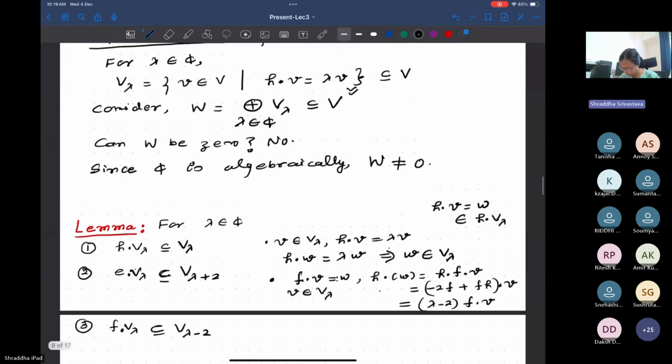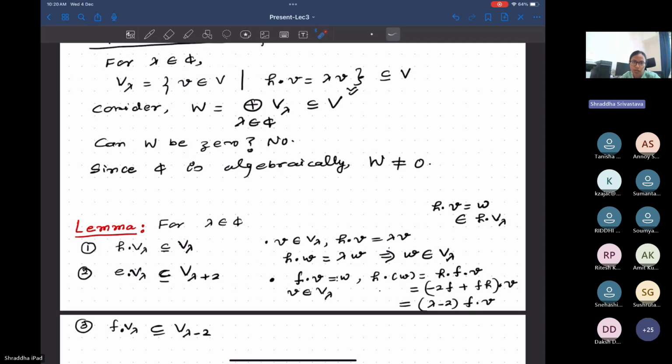So F dot V lambda lands in V lambda minus 2. So what is the upshot of this? The upshot of all of this is that if I apply any of these E, F and H to W, it will again be in W, because W is what? W is the direct sum of all of these V lambda. H takes V lambda to V lambda, E takes V lambda to V lambda plus 2, and V lambda plus 2 is also a part of W. And F takes V lambda to V lambda minus 2, and V lambda minus 2 is also part of W.